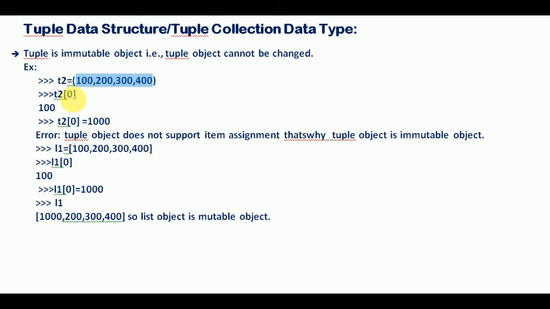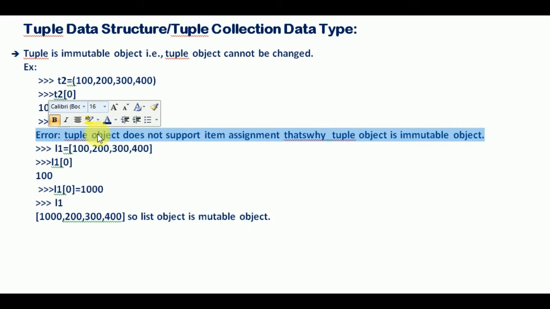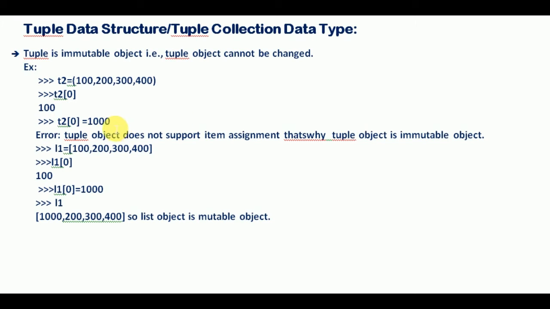Now we check the 0th index value of T2, and it prints 100. Now if we change the 0th index value, T2 of 0 equals 1000, in place of 100, then it gives an error. Tuple object does not support item assignment. That's why a tuple object is immutable, meaning in a tuple there is no possibility to change, modify, or replace the existing value with a new value.